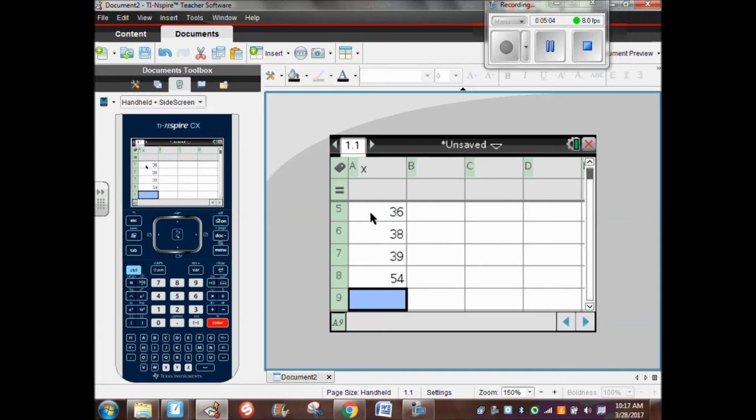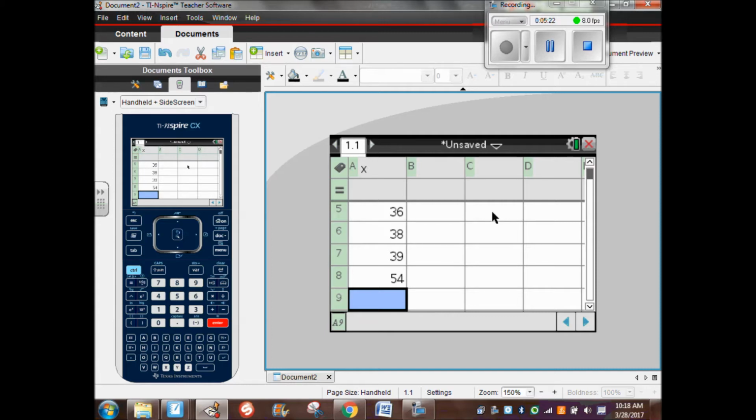Make sure after the last one in the list, you hit enter. Because if you don't hit enter, the calculator hasn't taken it into its memory. Okay, you need to make sure you hit enter, or else as we go on, you'll get an error message.